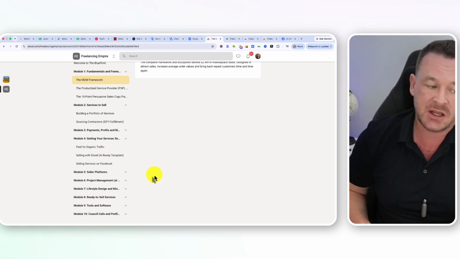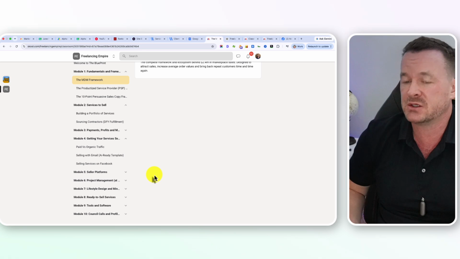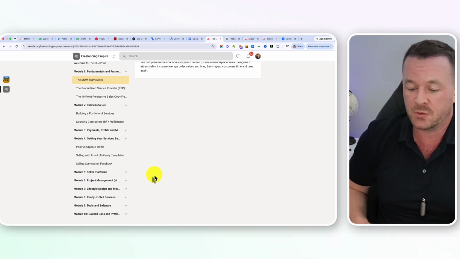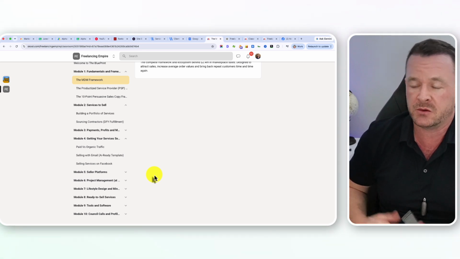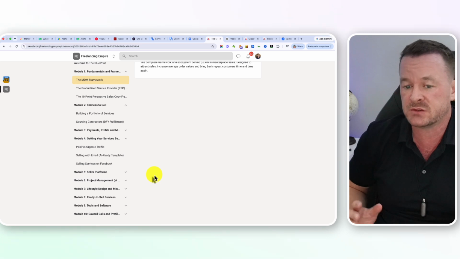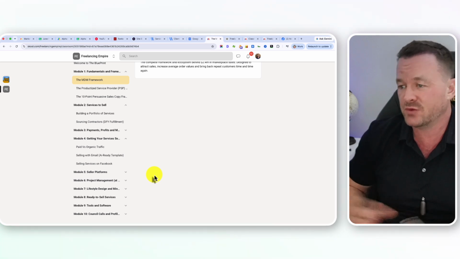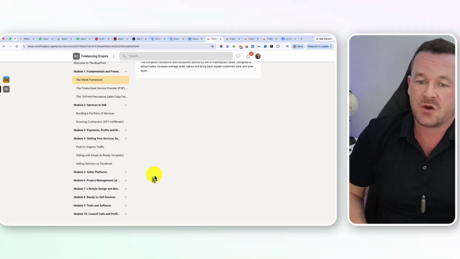So this actually helps you deliver services at scale, again, without you needing to be in the weeds, behind the computer all day long. You have people fulfilling the services on your behalf. And that is really most of the concept with this.